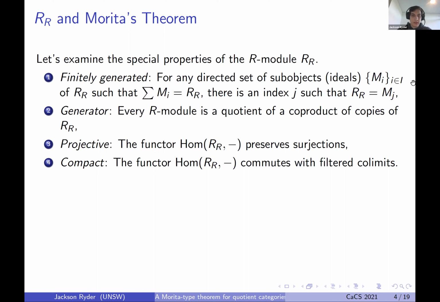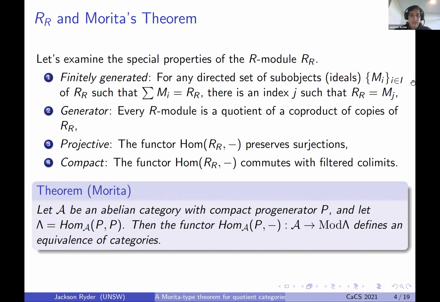And then we have this theorem of Morita that says that if we have an abelian category A with a compact progenerator P, then this Hom functor from P to blank defines an equivalence of categories between A and the category of modules over the endomorphism ring of our progenerator. And this is the theorem that we want to emulate for a different type of abelian category. So instead of looking at when we're equivalent with Mod-R, we're going to look at when we're equivalent to a quotient category. Okay, so let's talk about quotient categories now.